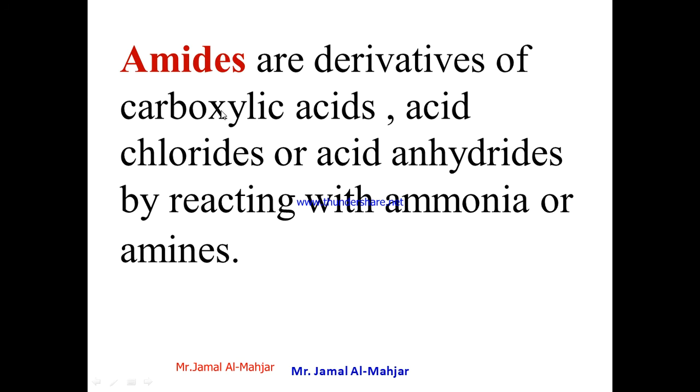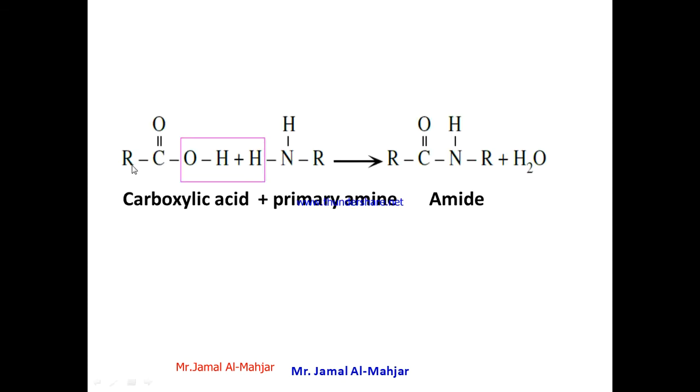Amides are derivatives of carboxylic acids, acid chlorides, or acid anhydrides by reacting with ammonia or amines. So they are derivatives of carboxylic acid. Here we have the carboxylic acid, R C double bond O OH, or instead of C double bond O, you can write it CO. It is the same. And here it is the primary amine, RNHH.